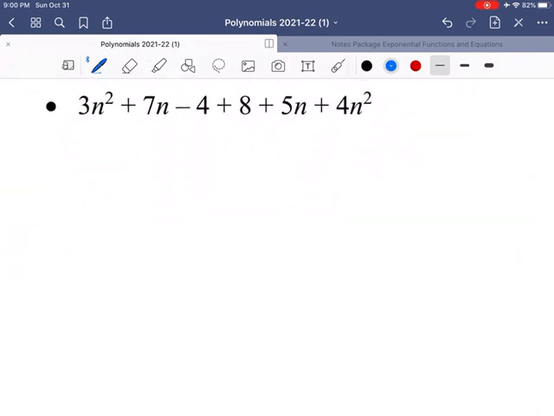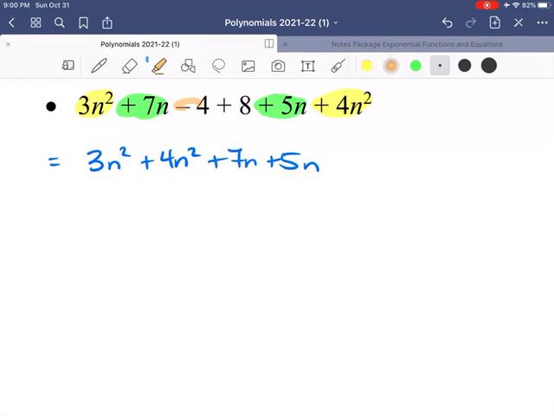Let's try another one. Start off by grouping your like terms. So scan through, see what we got. All right, so we got 3n squared. Any other n squareds? Aha, a positive 4n squared. Let's keep the same sign. So positive 3n squared and positive 4n squared. Okay, and then we've got positive 7n. Any other n's? Yeah, another one, positive 5n. So keep the signs. And then the last, we got negative 4 and positive 8. Keep the same signs.